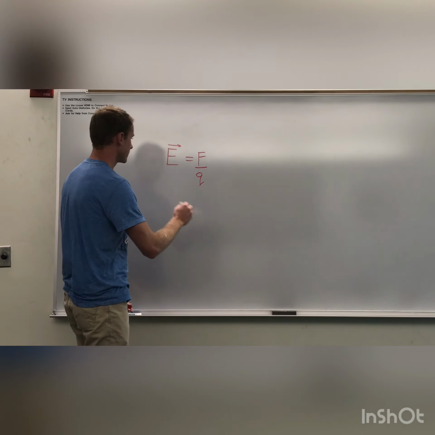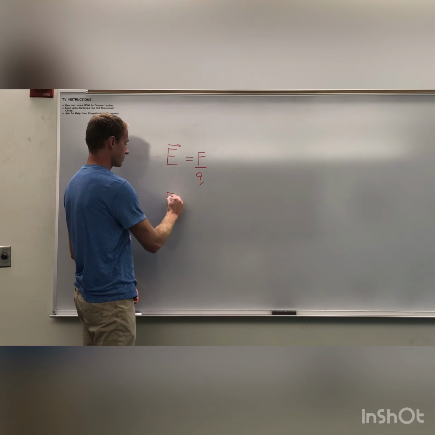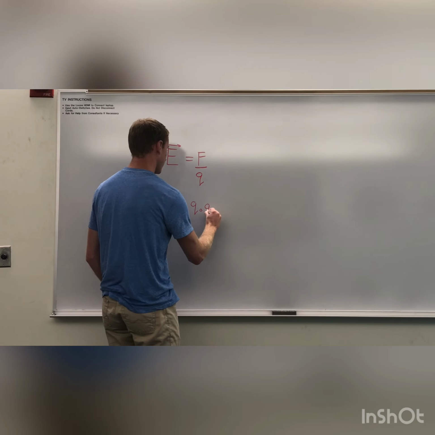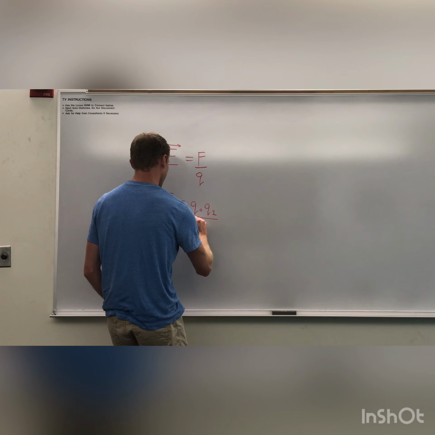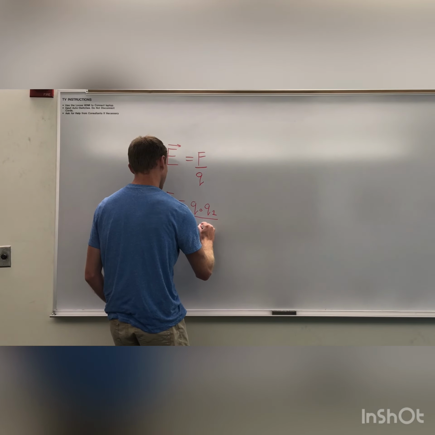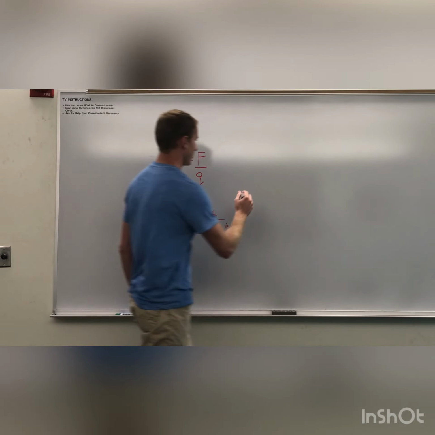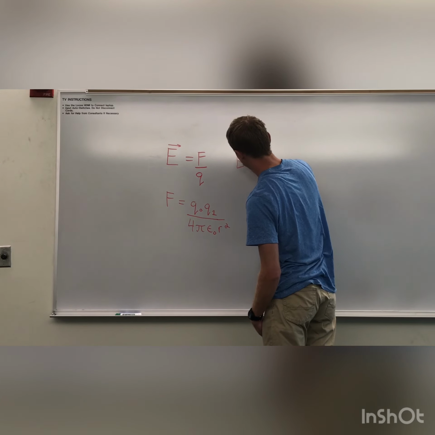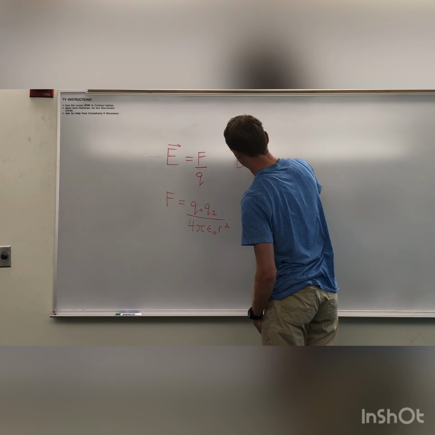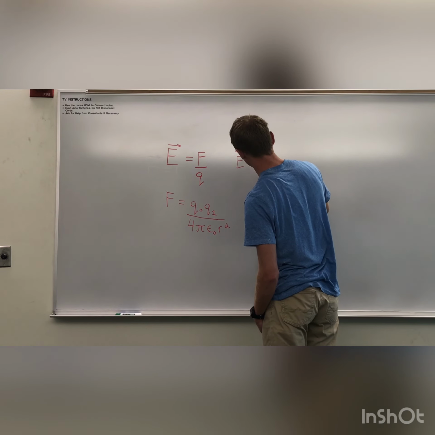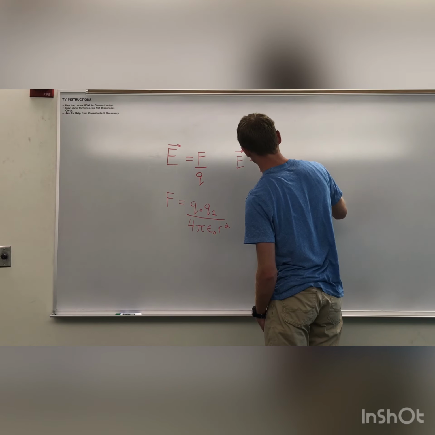If we substitute Coulomb's law into this expression, so Coulomb's law, we have Q naught Q1 divided by 4 pi epsilon naught r squared into the expression. We have an electric field of charge divided by 4 pi epsilon naught r squared.